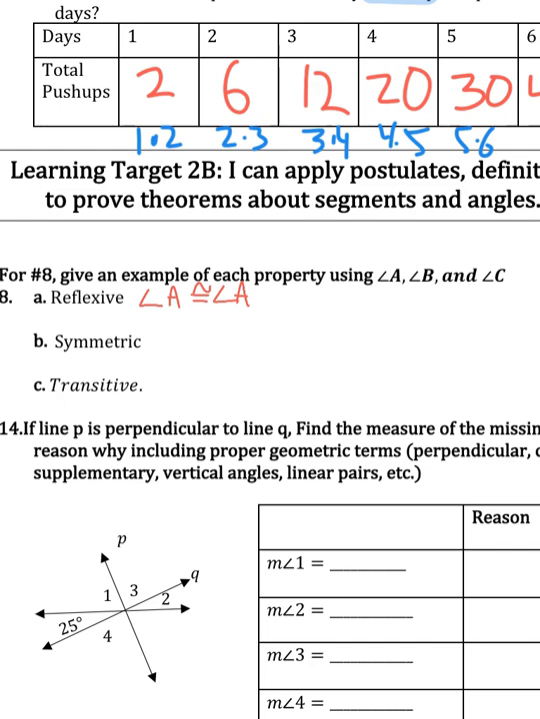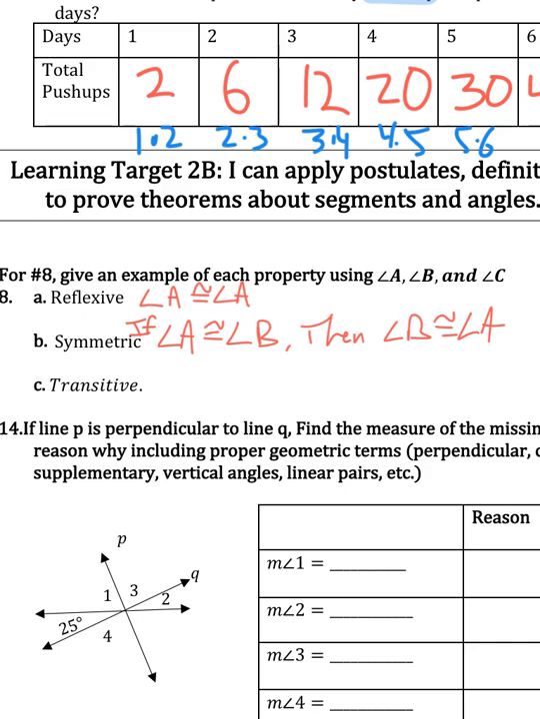The symmetric property says if we've got 2 angles that are congruent, if angle A is congruent to angle B, then we can flip it around. Angle B is congruent to angle A. That's symmetric. Symmetric says we can flip it around there, all right?